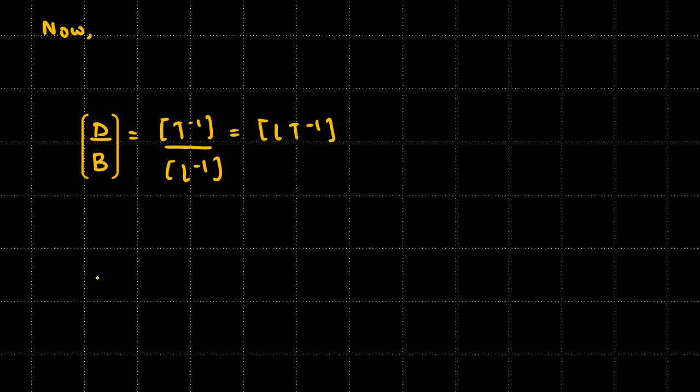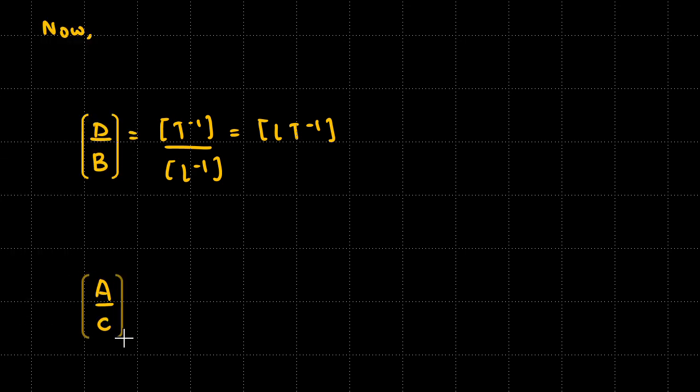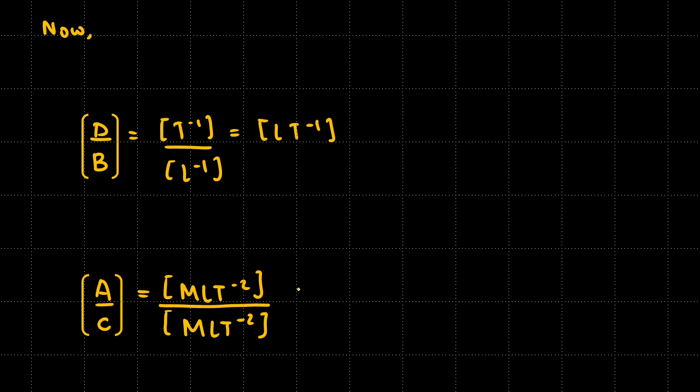Now, for the second part, the dimension that has been asked is of a by c. The dimension of a is MLT minus 2. Similarly, the dimension of c is also MLT minus 2. So dividing them, you get nothing, which means the term is actually dimensionless, M0 L0 T0.